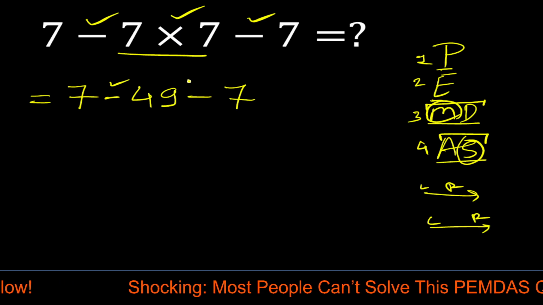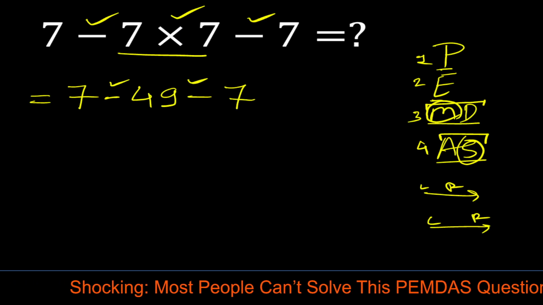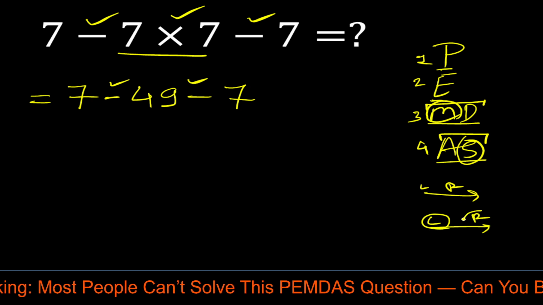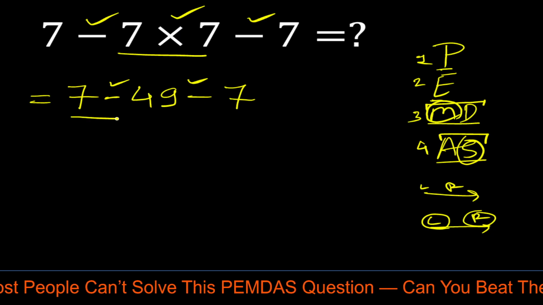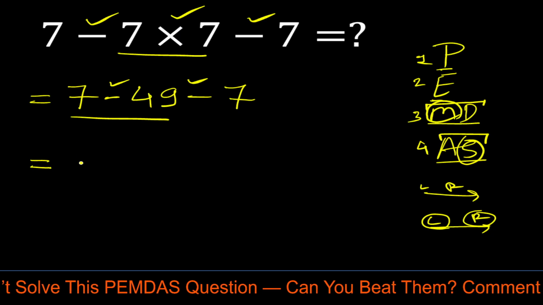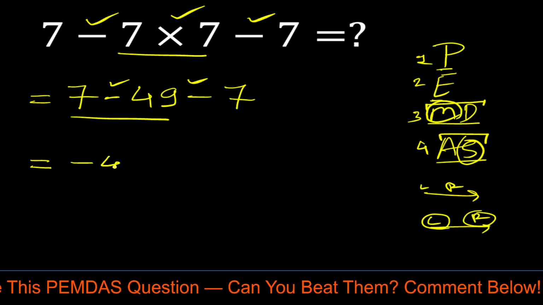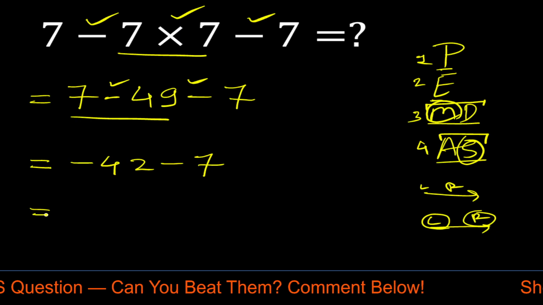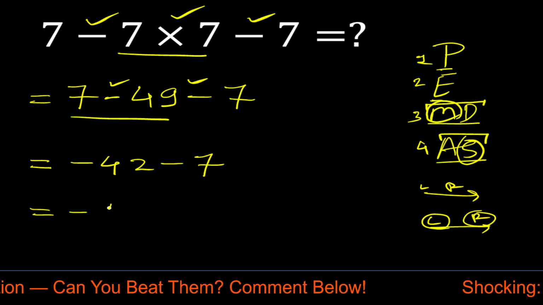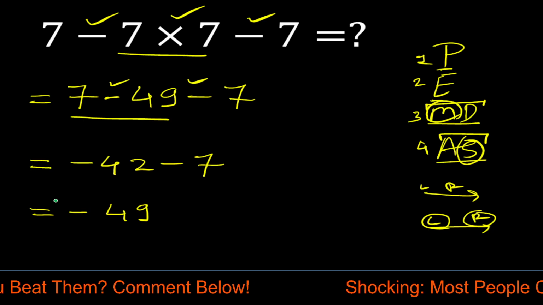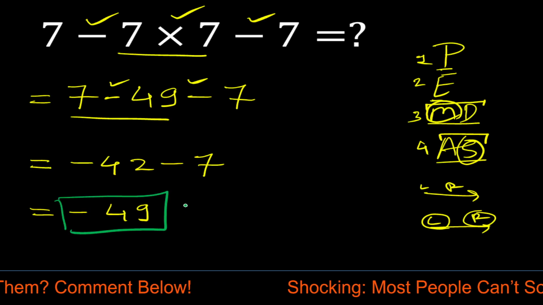Now here we have subtraction and here subtraction, and both have equal priority, so we have to solve it from left to right. So first we have to solve this subtraction. So 7 minus 49 is equal to minus 42, minus 7, right? Now minus 42 minus 7 is equal to minus 49, right? So the correct answer is minus 49.